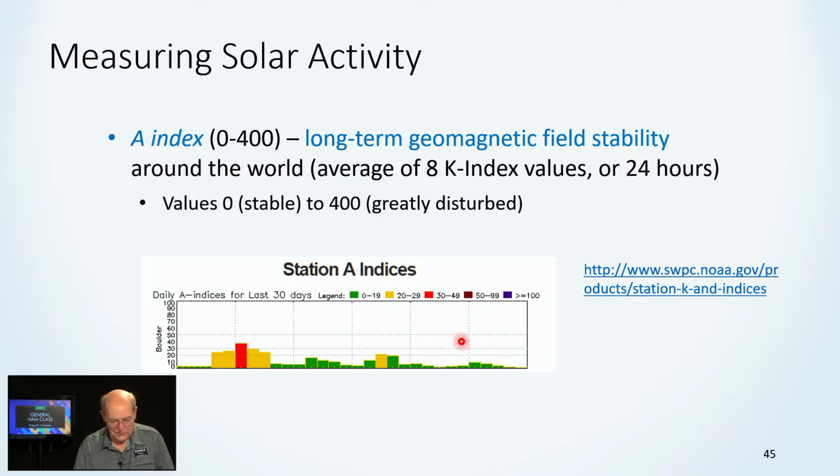Here's an example of the A index over time. So if you can associate the letter A with average, that may help you, average being averaged over 8 K periods.